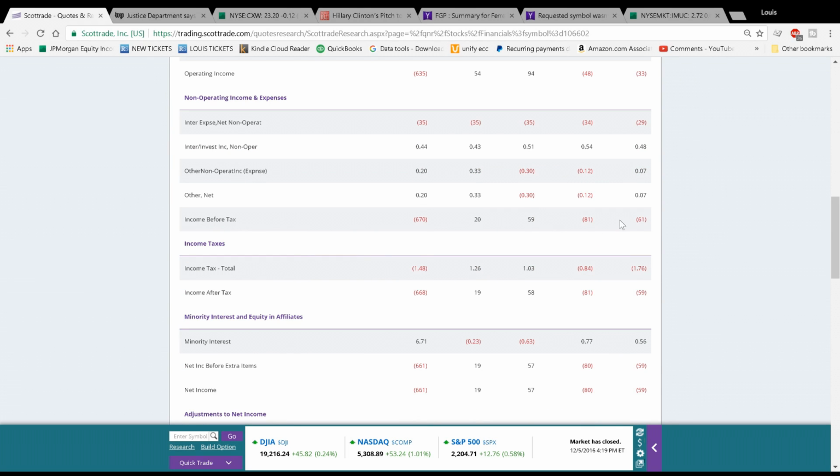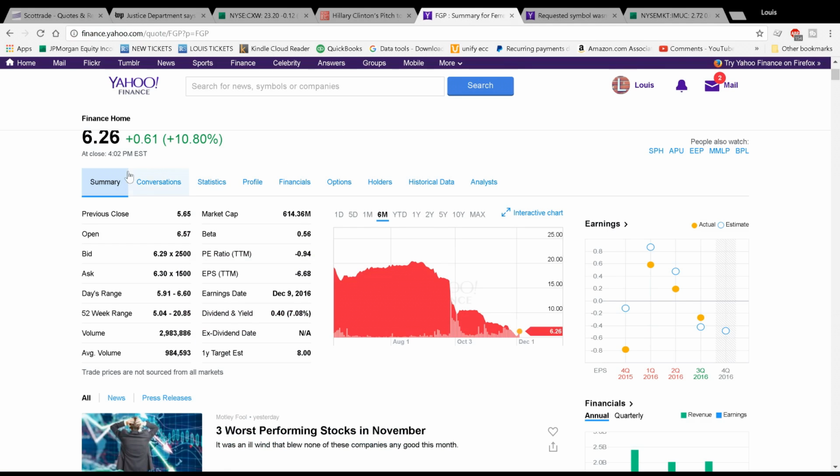But let's just ignore this quarter where the income before tax was minus $670 million. Look at everything else. Look at this. Minus 61, minus 81, made 59, made 20, minus 670. At this rate, how are you ever going to make up for this? You are probably not anytime soon, which is why this is trading at that bad price.